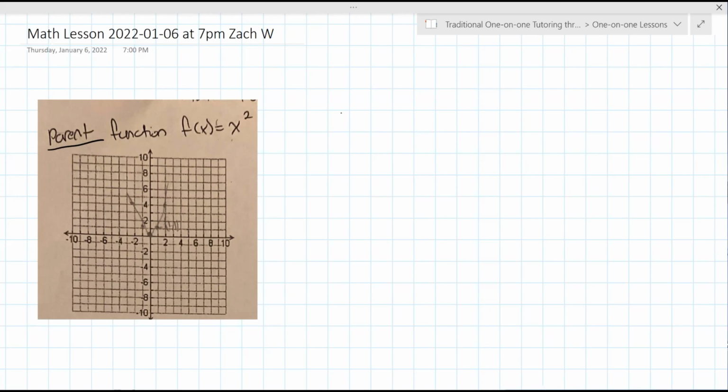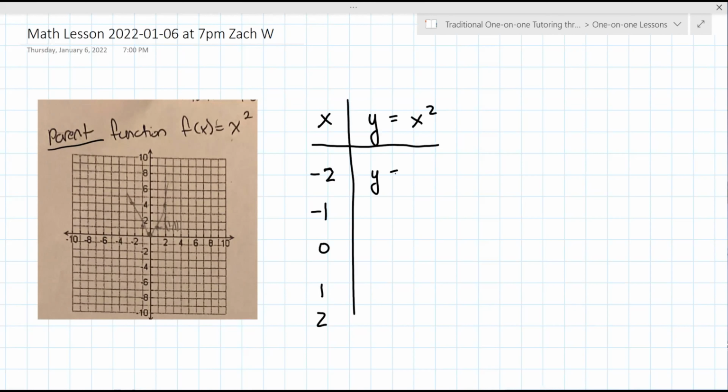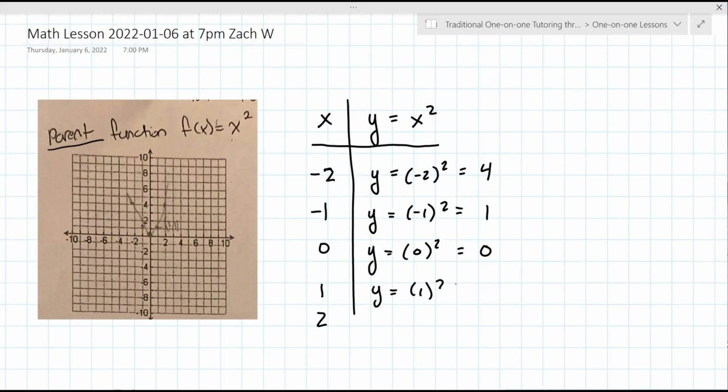We're going to start making a table. You always choose 5 numbers for your table, and we'll talk about how to choose those at some point, but not right now. You get these values by putting this number x in here. So it's parentheses -2 squared, which is 4. -2 times -2 is 4. The next one is parentheses -1 squared, which is 1. Y equals, now when it's positive, you don't have to put it in parentheses. You can if you want, but it's 0. Y equals 1 squared, which is 1.